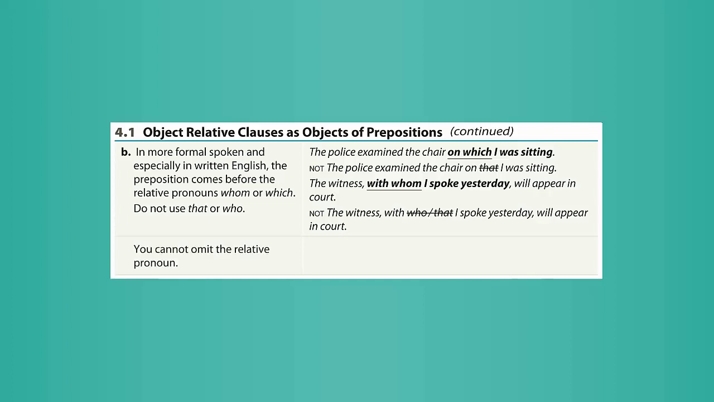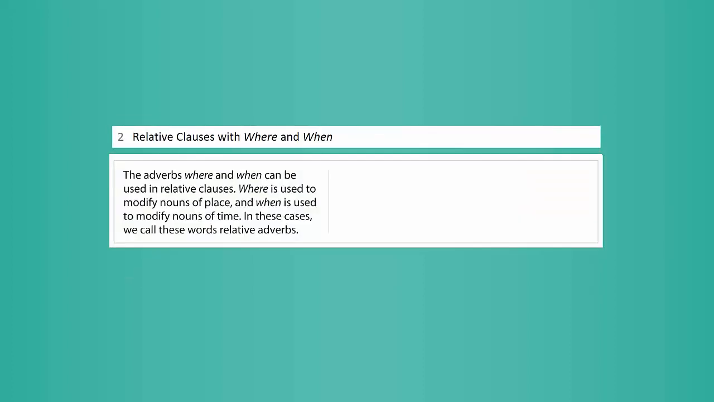And also remember that you cannot omit the relative pronoun in this clause. For example, we cannot say the police examined the chair on I was sitting, or the witness with I spoke yesterday will appear in quote. We need to have relative pronouns. Wahoo! We have just finished the relative pronouns, and now we come to the relative adverbs.